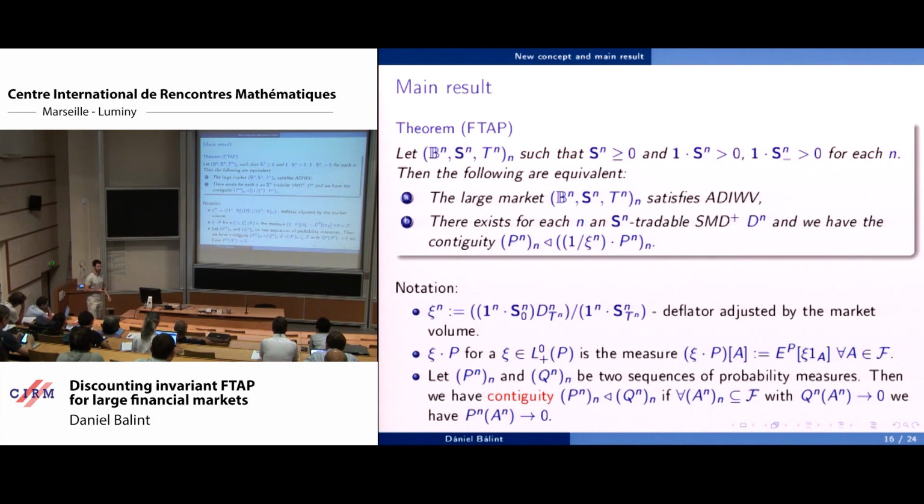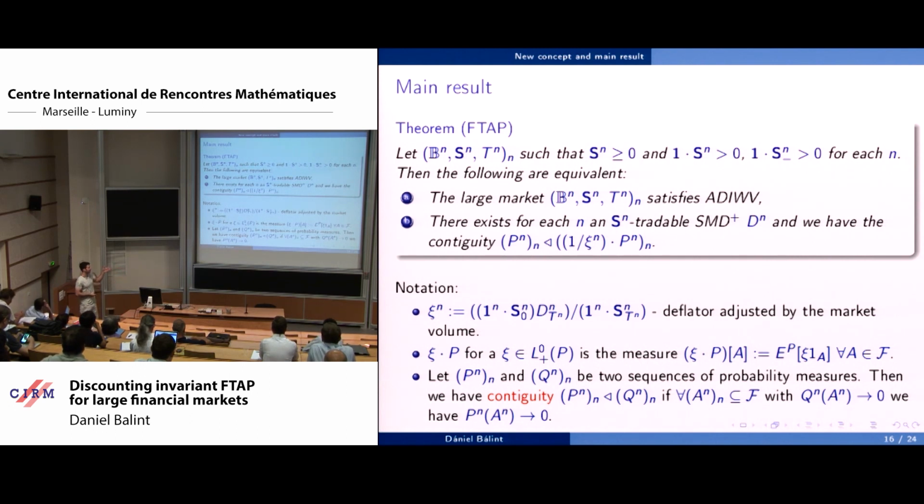Let us get to our main results now. This is an FTAP type of result, and it claims that if the large market, such that we have non-negativity and non-degeneracy in every small market, satisfies asymptotic viability, then and only then we have these dual conditions: for every small market there exists an SMD plus, and we have this contiguity condition. It is somewhat similar to the result of Rokhlin.